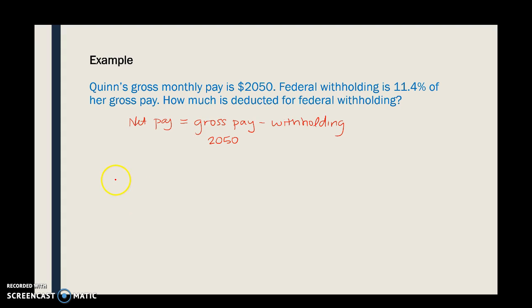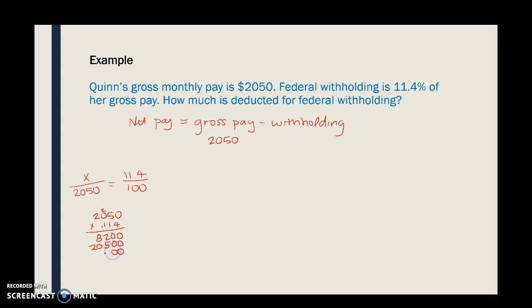So 11.4% of $2,050. So we can either do what is 11.4% of $2,050. That's one option. Or I'm just going to go ahead and multiply 2,050 times 11.4. I move my decimal 2 places to the left. So 0.114. So 4 times 0 is 0. 5 times 4 is 20. Bring down the 2. 2 times 4 is 8. 0. 1 times 0 is 0. 1 times 5 is 5. 1 times 0 is 0. 1 times 2 is 2.